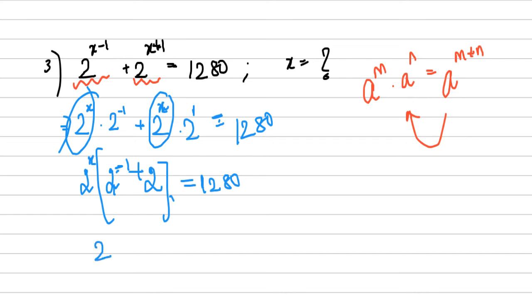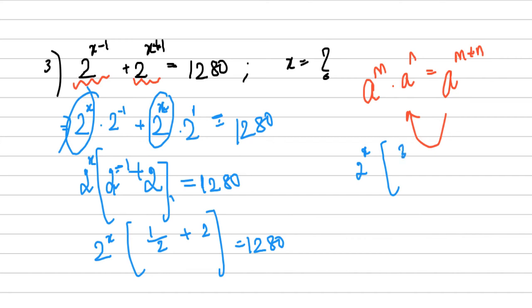Okay, so 2^-1 can be written as 1 over 2, plus 2 is equal to 1280. In the next step, we're going to simplify them. Half plus 2 is nothing but 5 by 2, equal to 1280. So we have got some number like this, and of course you can simplify it further as well.